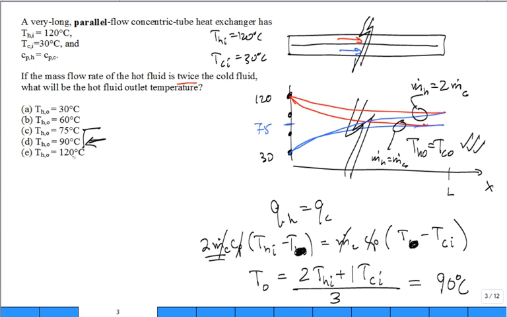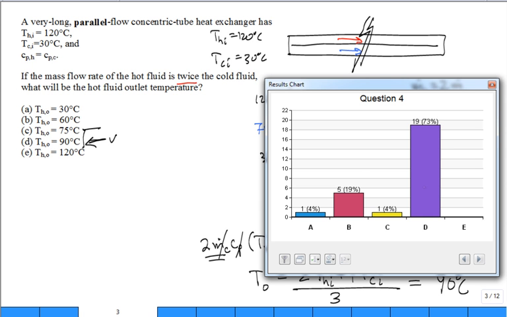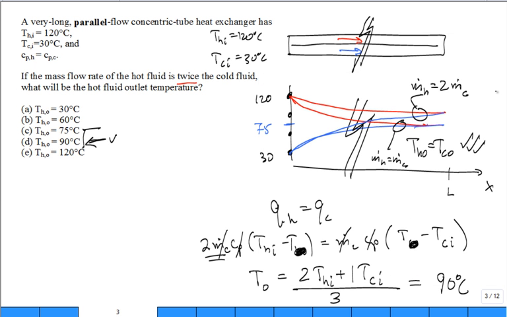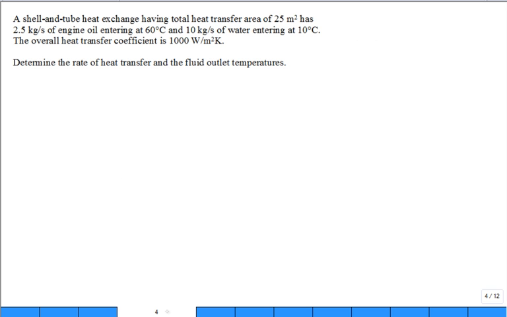You're well prepped for the FE exam, because usually that's what they do. They give you answers that are pretty far apart. It's above 75, but it's below 120. All right, so let's grade it. Very good. Wow. Okay. What happens to the temperature of the cold out if the mass flow rate of the hot goes off to infinity? It goes out to the hot inlet temperature of 120. Exactly right. All right, so let's press forward.